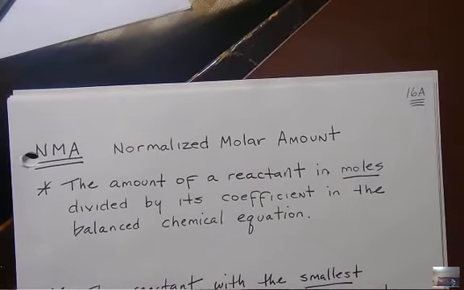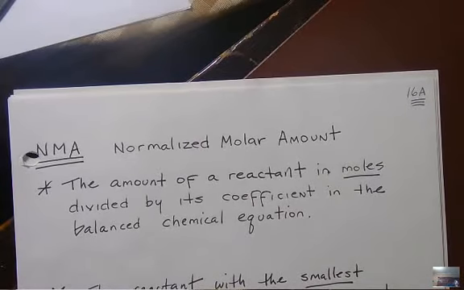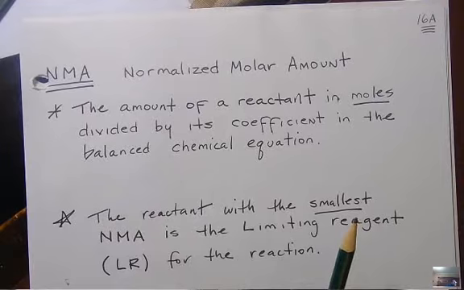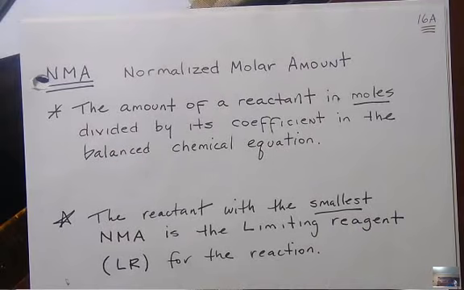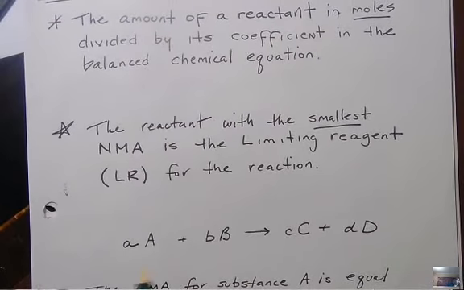So the normalized molar amount, NMA, is the amount of a reactant in moles divided by its coefficient in the balanced chemical equation. The reactant with the smallest NMA is the limiting reagent. Sometimes you might have two things that are tied. Two things come out and they have the same exact number of moles. Well, then both of them are the limiting reagent. You're going to run out of them at the same time. So here's an example of a chemical reaction.